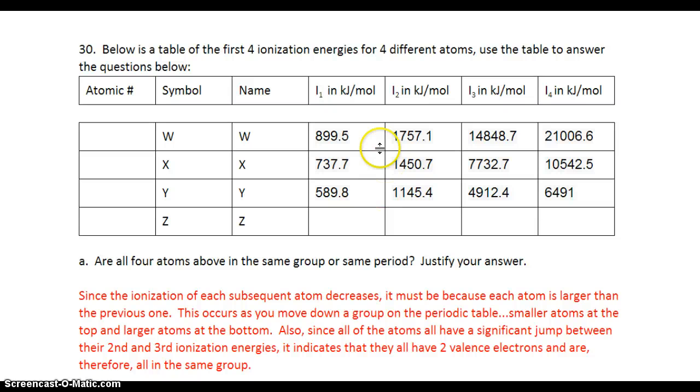The second thing is, for each of these elements, there's a big jump in ionization energy between the second ionization energy and the third ionization energy. You can see that for all 3 elements, W, X, and Y. This means that it must be pretty easy to remove the first 2 valence electrons, but much, much harder to remove the third valence electron. This would indicate that all these atoms have 2 valence electrons and, again, are in the same group. In this case, the group with 2 valence electrons are the alkali earth metals.